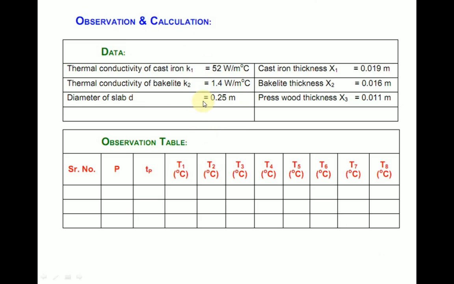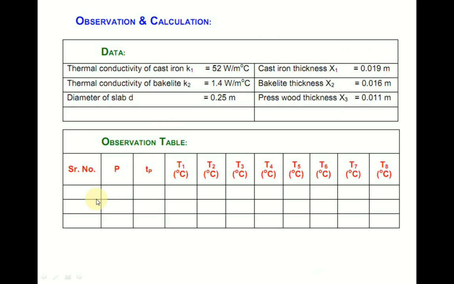Then the thermal conductivity of the third material, the press wood, is not given. Then the diameter of the slab is given. It is 0.25 meter. This diameter is the same for all the materials. Then the thickness of the cast iron plate is represented by X1 and its value is 0.019 meter. The thickness of the bakelite plate is represented by X2 and its value is 0.016 meter. The thickness of the press wood is represented by X3 and its value is 0.011 meter.